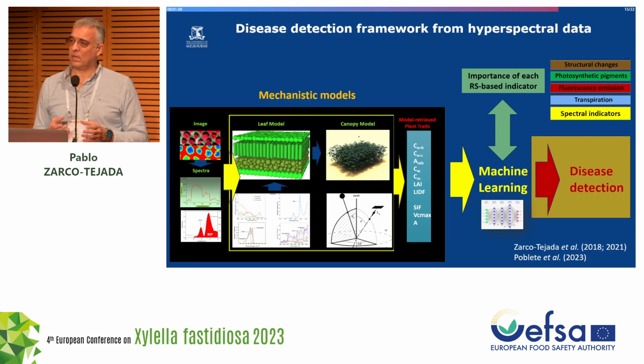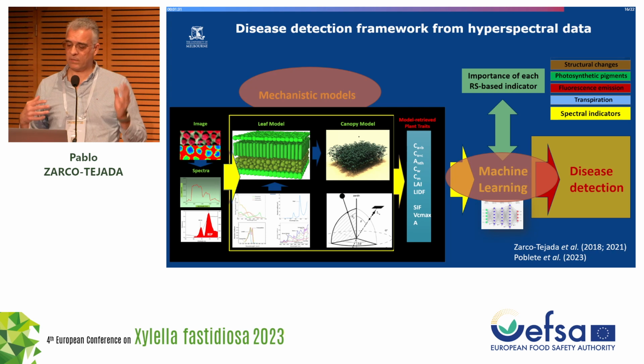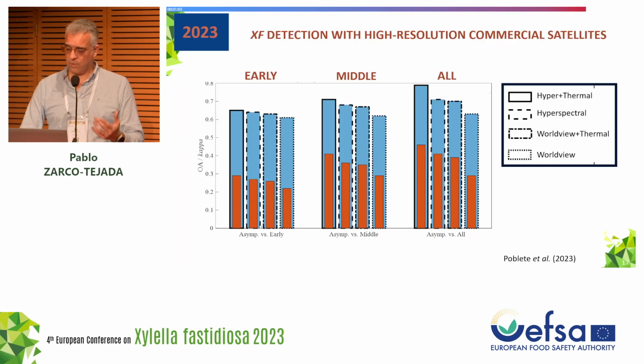In all these projects and publications, we have proposed a methodology which combines mechanistic with empirical models. A mechanistic model uses radiative transfer models to quantify plant traits, linked to machine learning models that evaluate the importance of the different plant traits, structure, photosynthetic pigments, chlorophyll fluorescence, transpiration, and spectral indicators, in order to account for all those aspects and inputs and make the disease detection as accurate as possible.